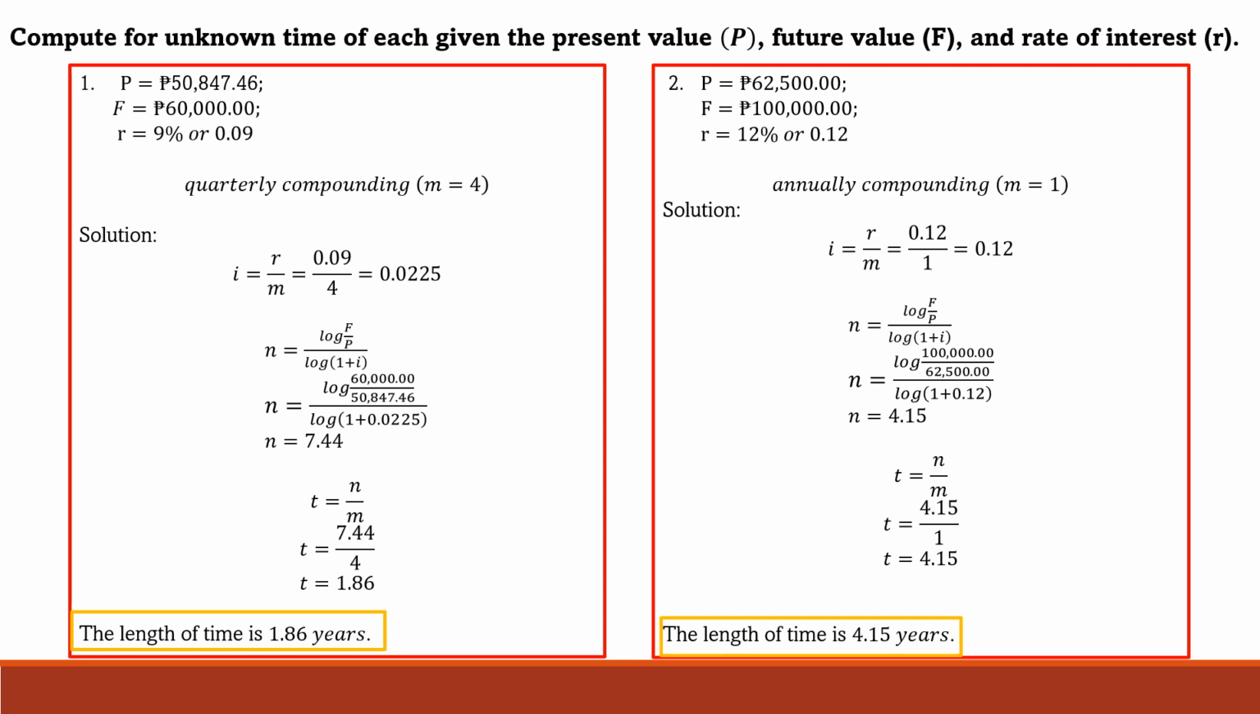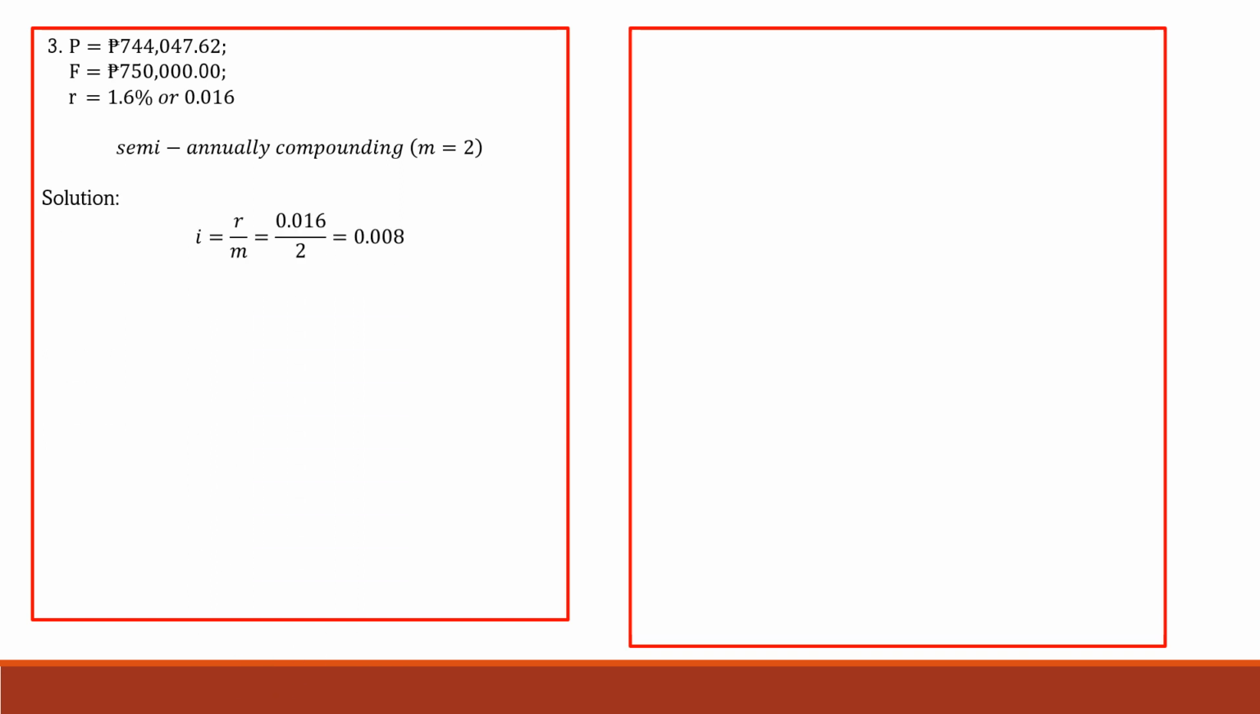Next, let's proceed to our third example. For the principal amount of 744,047.62 pesos and the final amount of 750,000 pesos with a rate of 1.6% or convert to decimals 0.016. So this is semi-annually compounding. So M is equal to 2. Okay. So, kunin muna natin yung ating I, R divided by M. Ang ating rate ay 0.016 divided by semi-annual, so 2. I is equal to 0.008.